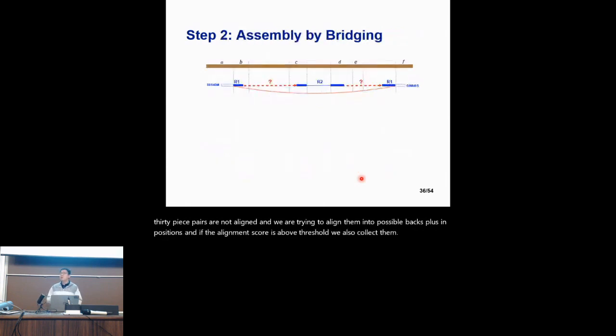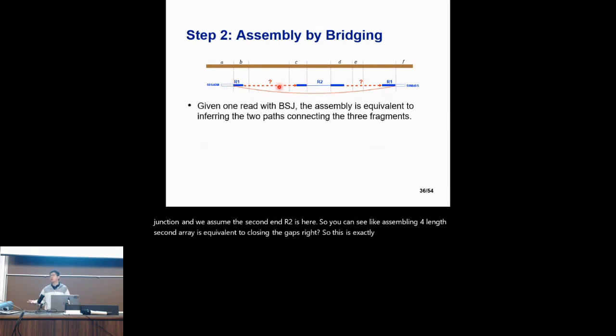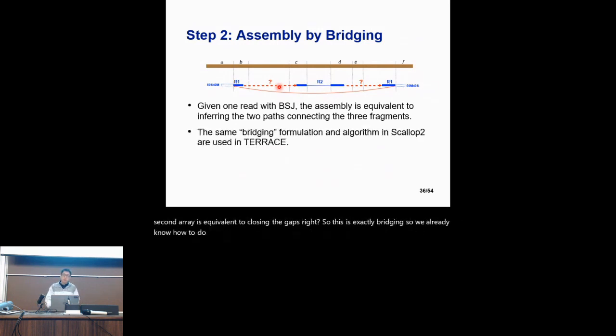So in step 2, we will assemble each read with back-splicing junction into a full-length circular RNA. We assume we have the paired-end data. So this is the first end, like R1, with back-splicing junction, and we assume the second end, R2, is here. You can see assembling full-length circular RNA is equivalent to closing the gaps, right? This is exactly bridging. We already know how to do bridging, so we reuse the bridging procedure in Scallop2 here. It's nice to see a module we developed previously can also be used here.